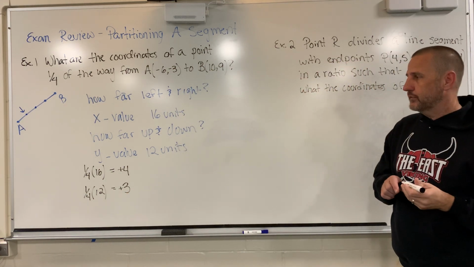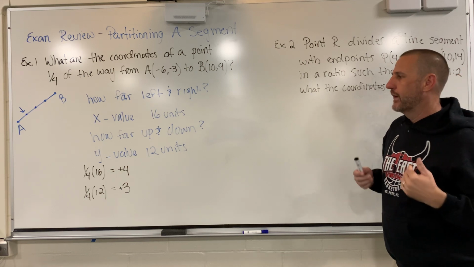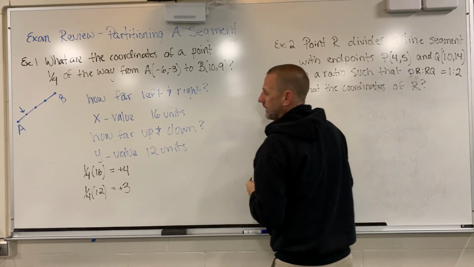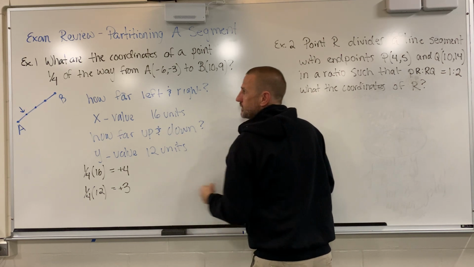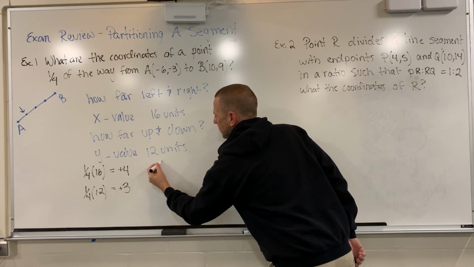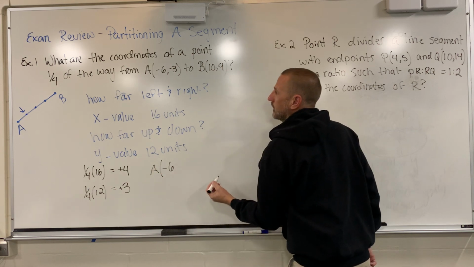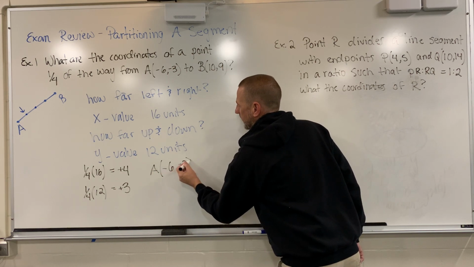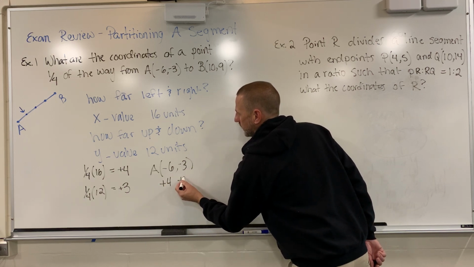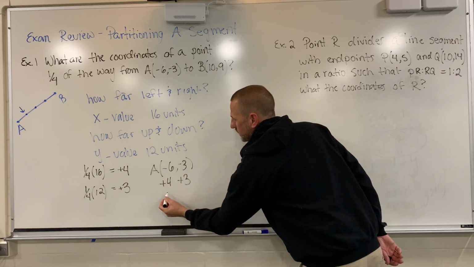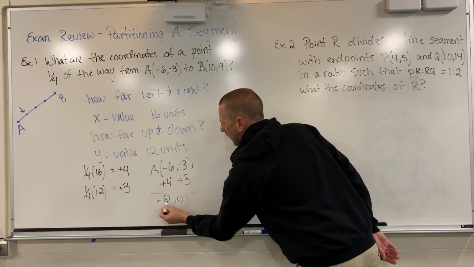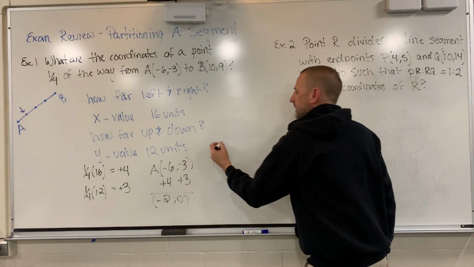All right, so to get the final answer, here we go. Add this much to the original X value and add this much to your original Y value. So I had -6, comma -3, and when I add these on, I'll just put it underneath. That'll work for me. I end up getting -2, comma 0. The coordinate's 1/4.